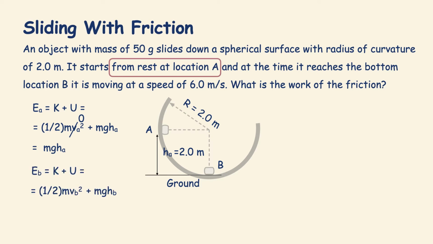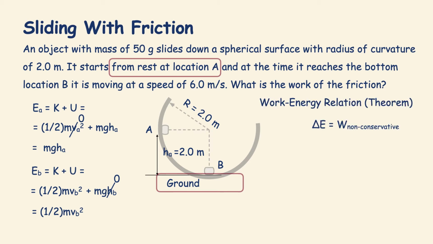Now let's look at what energy I have at location B, at the bottom of the spherical surface. Total mechanical energy is going to be the kinetic plus potential, or in this case 1/2 mv_B squared plus mgh. H here is the height of the bottom above the ground. But again, I chose the ground to be exactly at the bottom of that surface, so the height here is going to be 0, and the total mechanical energy is going to be simply 1/2 mv squared. Here v is the velocity of the object at location B at the bottom of that track.